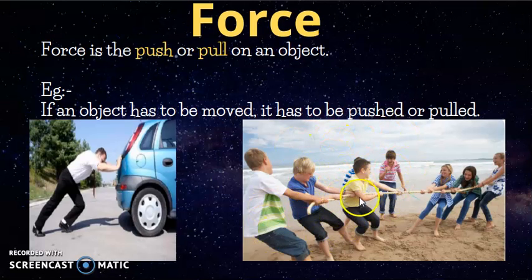So here, as you can see, in the tug of war, these children are pulling towards themselves. What happens when both of them apply force towards one end only? What would happen when they apply force towards opposite ends? We'll study about something known as resultant force. How is force given in a body calculated?